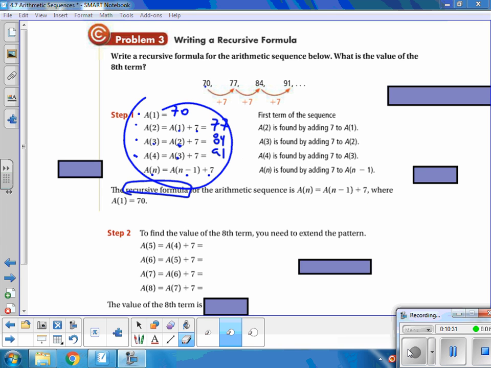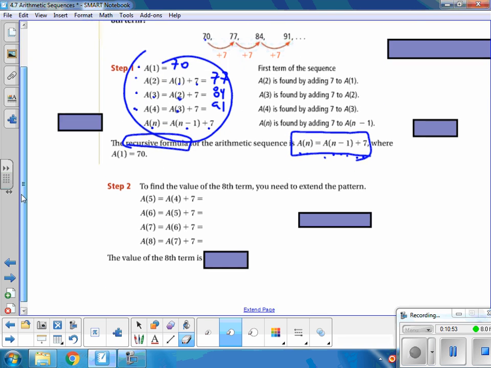Okay, so I'm trying to find the value of the nth term, and you want to use a to represent this, what I'm looking for. So it's like a function of n is equal to the function of my (n minus 1)th term plus my difference. This is the pattern you want to get comfortable writing. That is my recursive pattern.